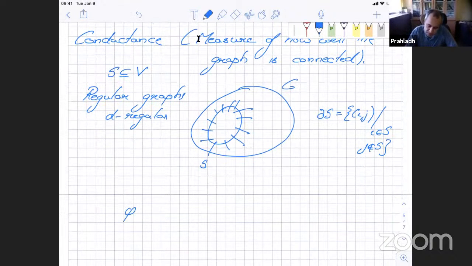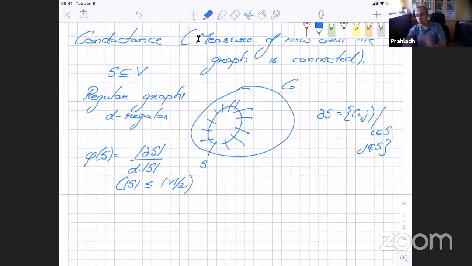So conductance is this notion phi of S. Let's define it over here. Phi of S is the size of dou S divided by d times the size of S. Let's assume S is less than half, a smaller set. When I talk about a cut, we'll always refer to the smaller side of the cut. Notice this is a nice quantity. What is it trying to capture?